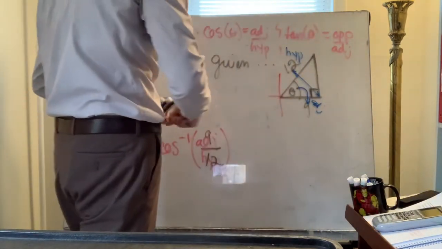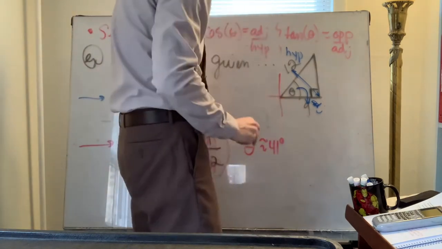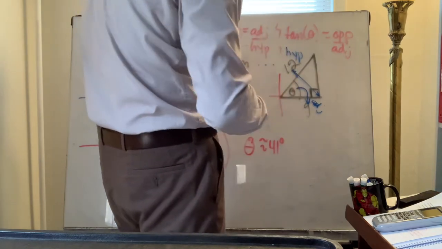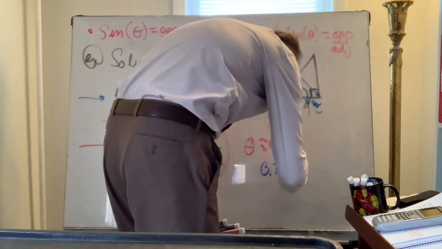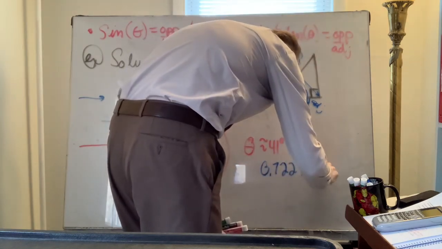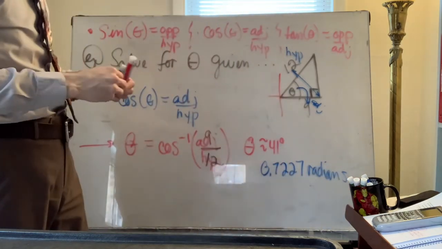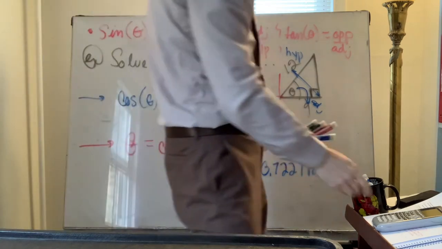So theta is about equal to 41 degrees if I'm rounding to a whole degree, or if you happen to have it in radians, 0.7227 radians. It's not pi radians, because it's actually multiplied by pi to get to that. Right. Okay.